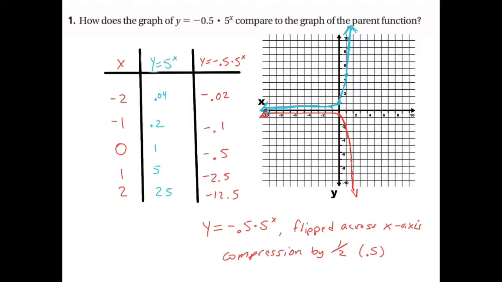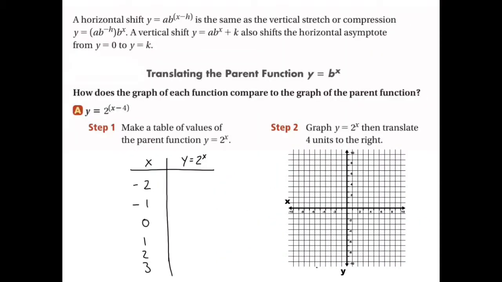All right, moving on. A horizontal shift, y equals ab raised to the x minus h power, is the same as a vertical stretch or compression, such that y equals ab to the negative h times b to the x power. A vertical shift, in this case y equals ab to the x plus k, also shifts the horizontal asymptote from y equals 0 to y equals k.